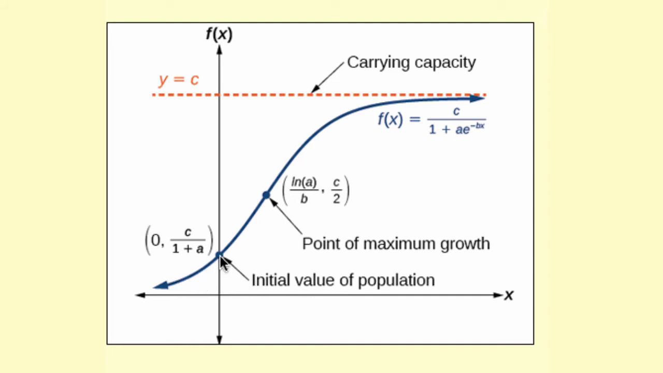Okay, so here's a more detailed graph of logistic growth. So I want to point out the initial value of the population is 0 for the input, and then the carrying capacity divided by 1 plus A. So if you know the carrying capacity and the A value, you can calculate this point.